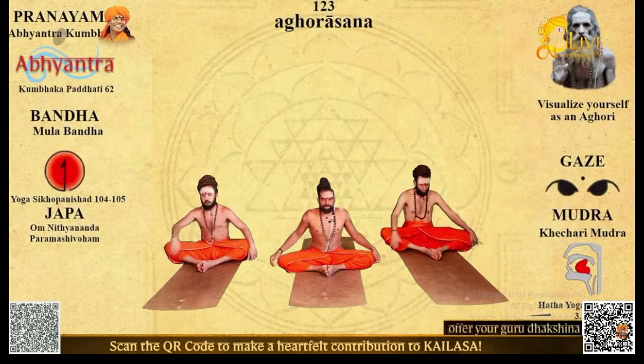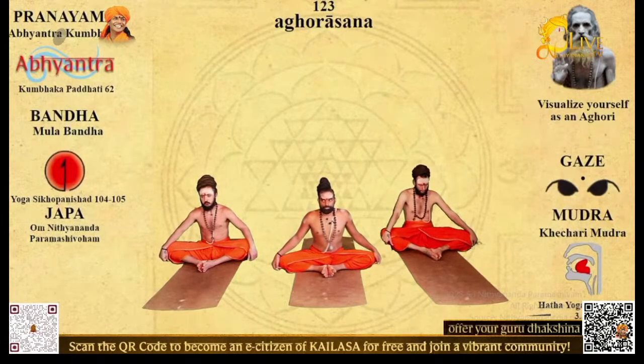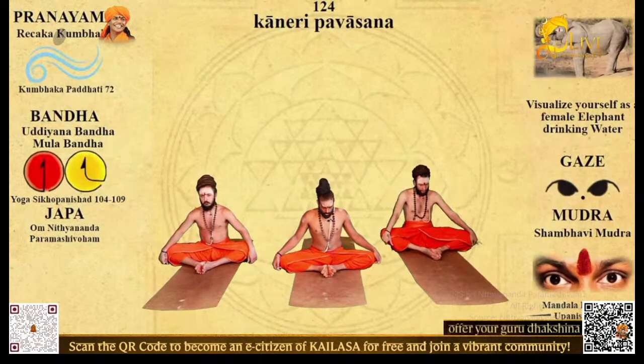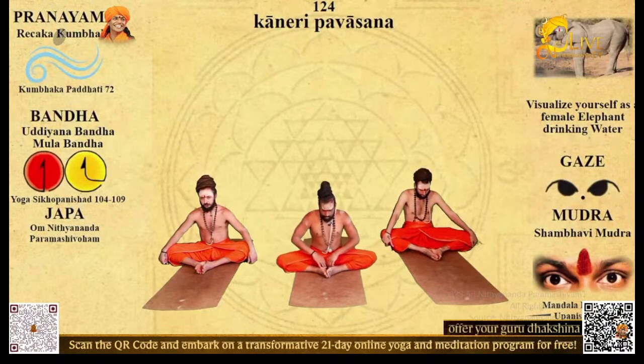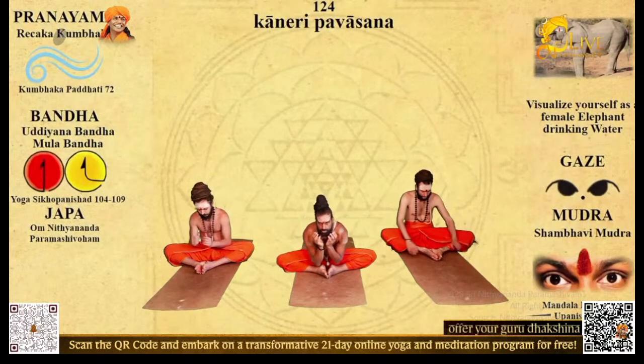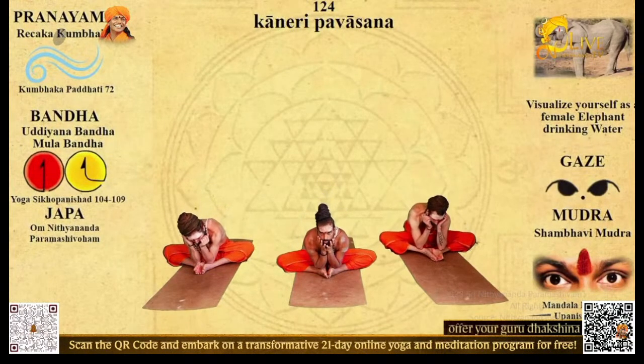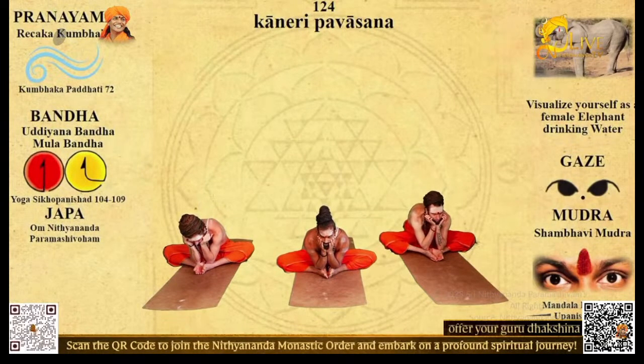Now relax as we move to the next asana, which is Kaneri Pavasana. Now seated in the same position, heels apart, bring the elbows on the respective heels. Now bring the chin on the palms, gaze to the nose, visualize yourself as a female elephant drinking water. Engage Moolbandha and Udyanabandha.